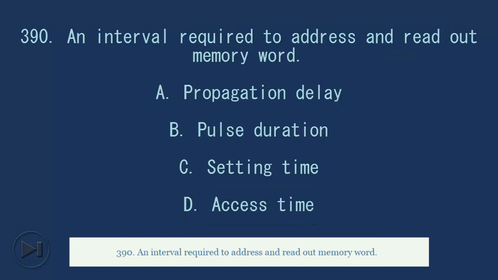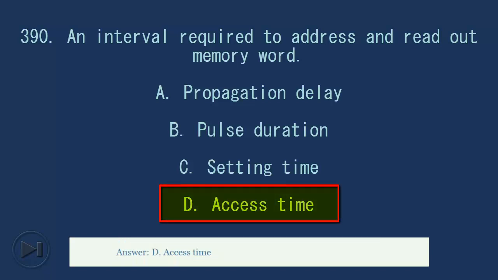390. An interval required to address and read out memory word. A. Propagation delay. B. Pulse duration. C. Setting time. D. Access time. Answer: D. Access time.